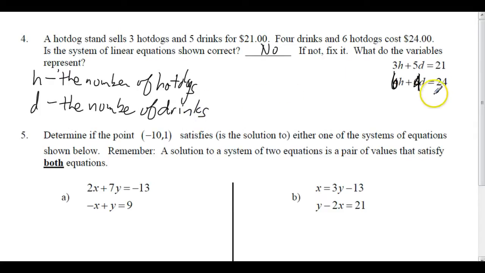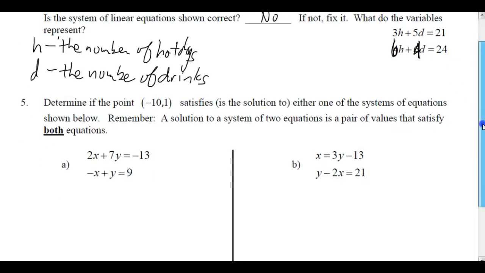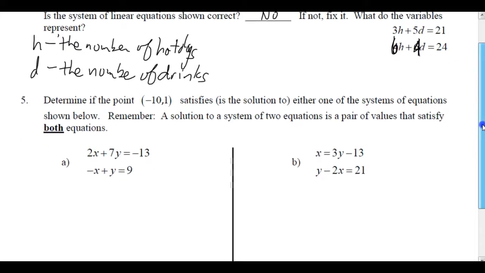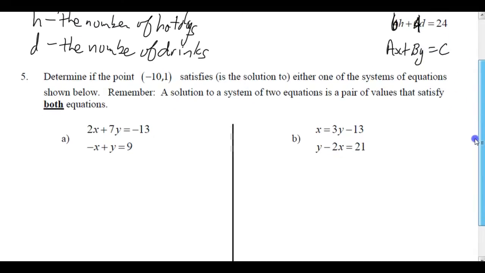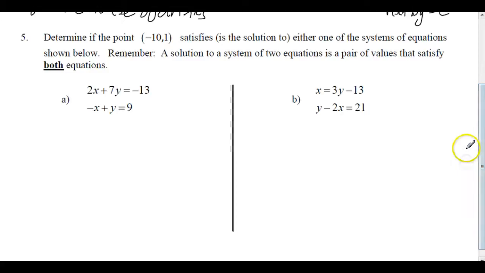And now we have a fixed system of equations, a system being more than one equation. For us, two equations, both linear. And these are like standard form equations. Remember, a standard form equation looks like this: ax plus by equals c. Determine if the point negative 10, 1 satisfies, that is, is the solution to either one of the systems of equations. A solution to a system of two equations is a pair of values that satisfies both equations.